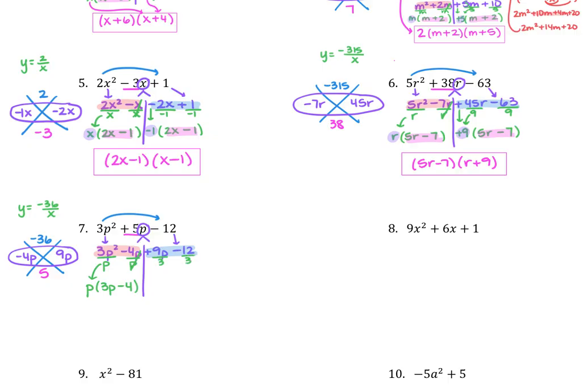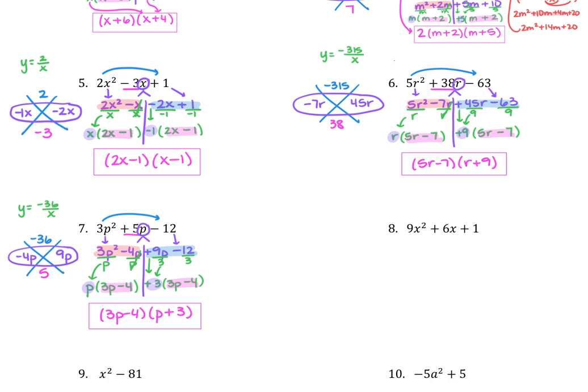Remember, I'm going to drop down that sign and put that GCF out front. 9p divided by 3 leaves me 3p, and -12 divided by 3 leaves me -4. I can see that these two match, so that is my first binomial. And I'm going to add my leftovers to make up my second binomial. So my second binomial would be p plus 3.